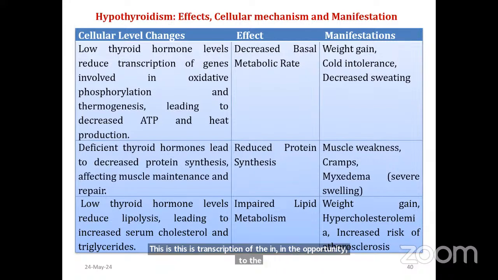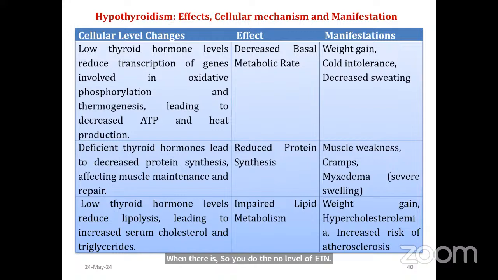When there is hypothyroidism, T3 and T4 are low. Due to the low level of T3 and T4, gene transcription reduces, and therefore oxidative phosphorylation and the thermogenesis process are also compromised, which leads to a decrease in ATP and heat production. Therefore, there is a decreased basal metabolic rate, which can be seen as weight gain, cold intolerance, and decreased sweating.